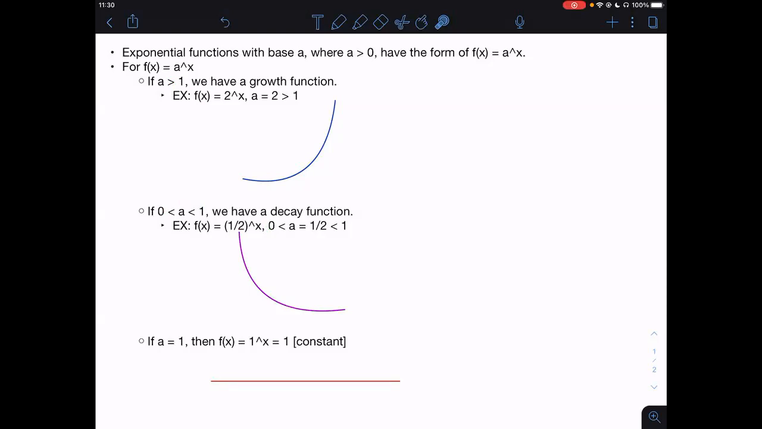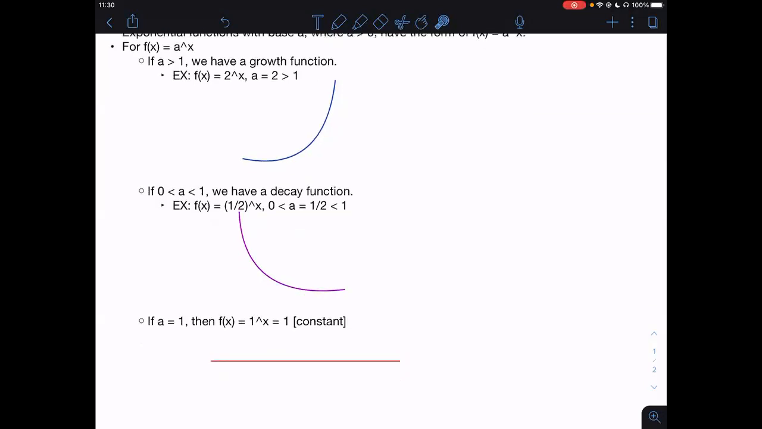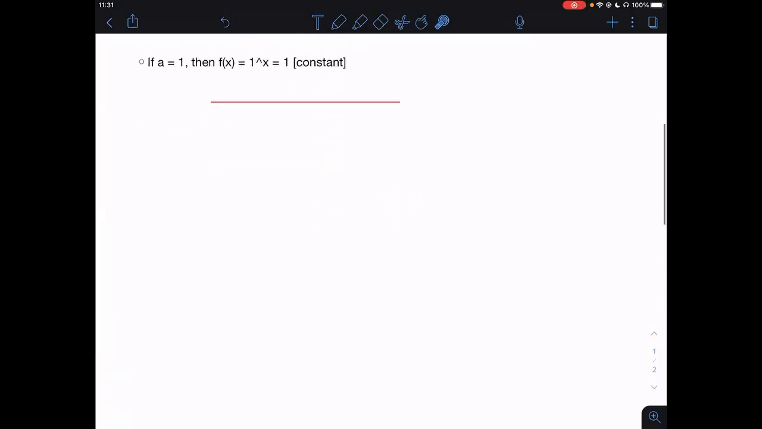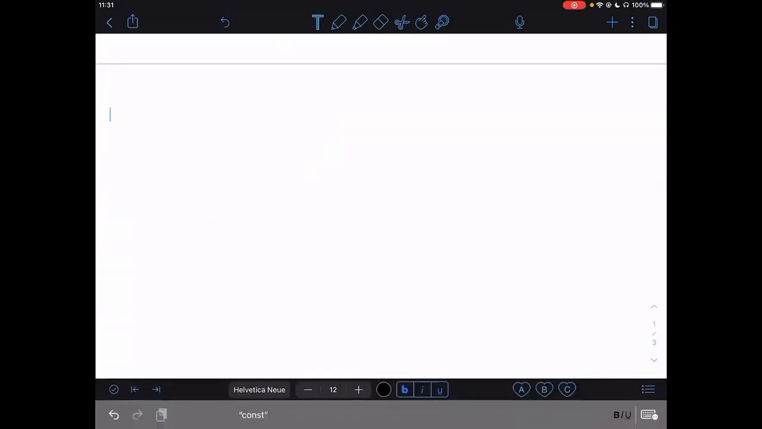In fact, let's look at these two and graph them in a bit more detail, just a little rough sketch of them. Let's actually graph those two functions. Let's make a new page and graph these two functions that we stated above. Let me get some graphing paper.